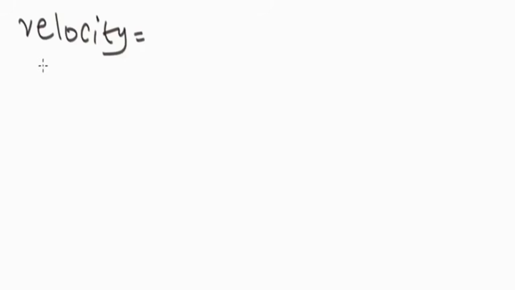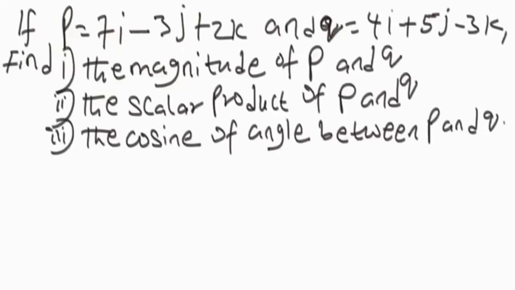Alright, so let's write this now. Look at unit vectors in 2 or 3 dimensions. So let's look at this question. It says if vector p equals this value and vector q equals this value, find the magnitude of vector p and q, the scalar product of p and q, and the cosine of the angle between p and q. Okay, so the magnitude of the vector, this is how you present it, as if you are finding the absolute value of a number or of a function.